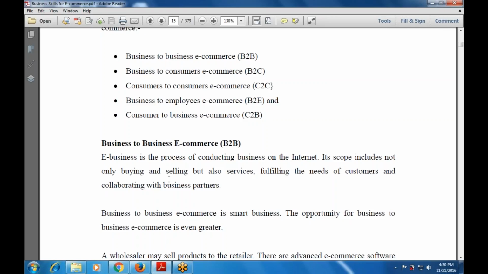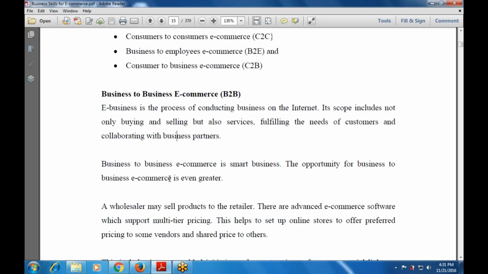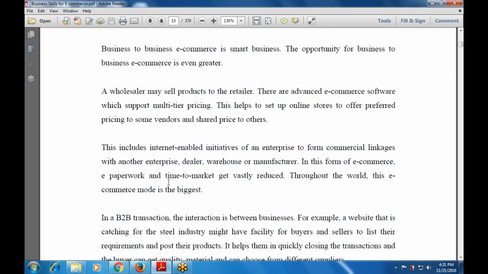Yes, very good. One business doing transactions with another business only with the use of the internet is known as B2B e-commerce. That means business is transacting between two business parties with the help of the internet. Its scope not only includes buying and selling, but also services, fulfilling the needs of the customer and collaborating with business partners. That is a smart business use, and the opportunity for business e-commerce is a greater part, also used with internet enabled initiatives.